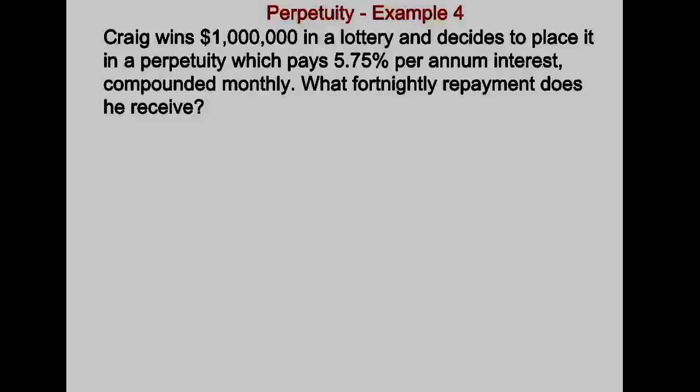The last example is Craig wins $1 million in the lottery and decides to place it in a perpetuity which pays at 5.75% per annum interest, which is being compounded monthly. What fortnightly repayment does he receive? Notice interest is being compounded monthly and the payments paid out fortnightly. So the perpetuity formula does not work. So we have to use the TVM.